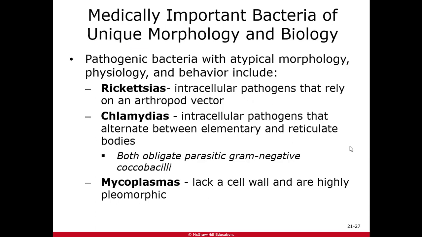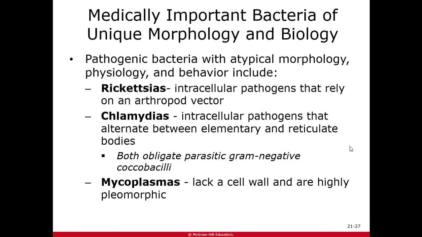Now, some of our other medically important bacteria that are unique because of shape or some other unique characteristic: we've got our Rickettsia group, a Chlamydia group, and our mycoplasmas. The Rickettsias and the Chlamydias are both intracellular, so they have to get inside of cells to grow. The Rickettsias are spread by arthropods, so various biting insects. The Chlamydias alternate between different types of stages, infective or not. And both are gram-negative coccobacilli, so short little bacilli.